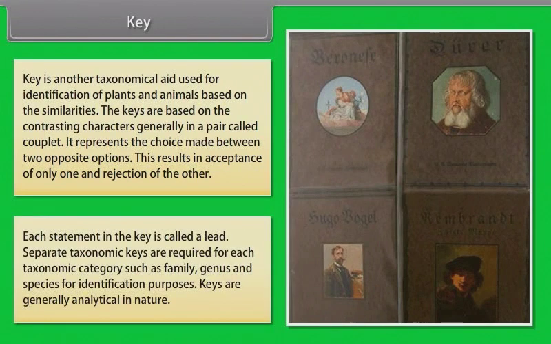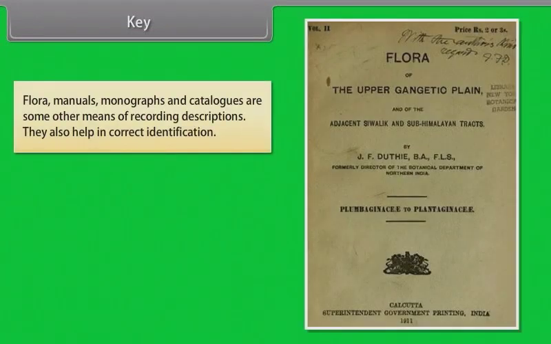Each statement in the key is called a lead. Separate taxonomic keys are required for each taxonomic category, such as family, genus, and species, for identification purposes. Keys are generally analytical in nature. Flora, manuals, monographs, and catalogues are some other means of recording descriptions. They also help in correct identification.